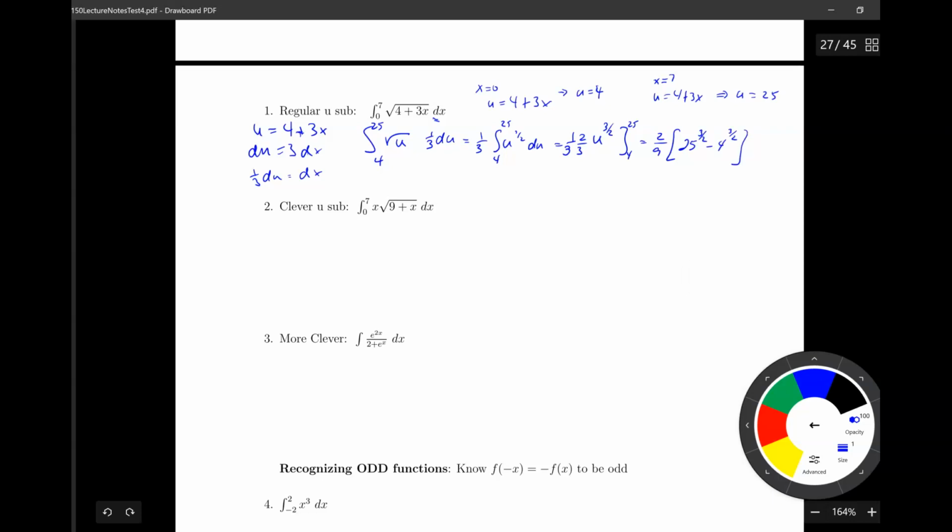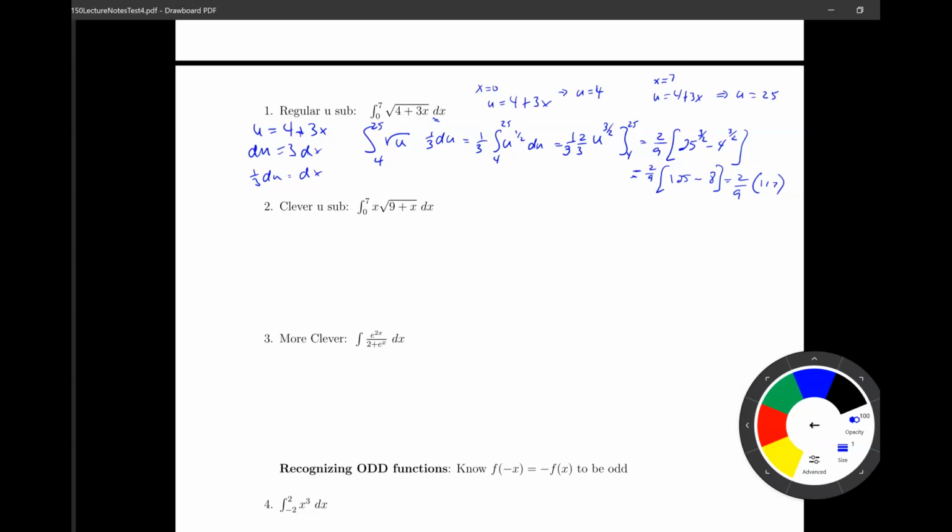Since I can take the square root, I'm going to do it. The square root of 25 is 5, cubed is 125. And then I'm subtracting off the square root of 4, which is 2, cubed, which is 8. So 2/9 times 117.